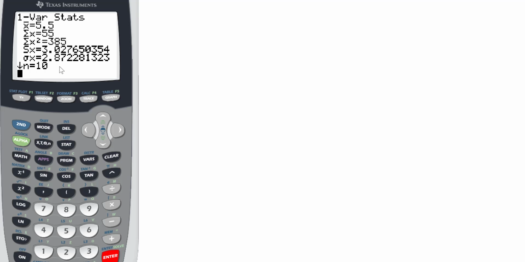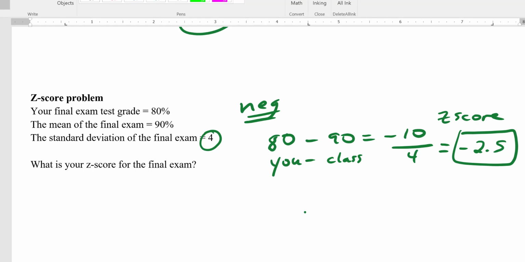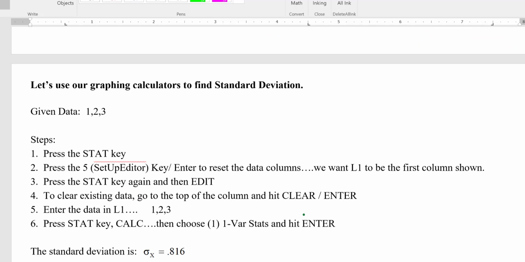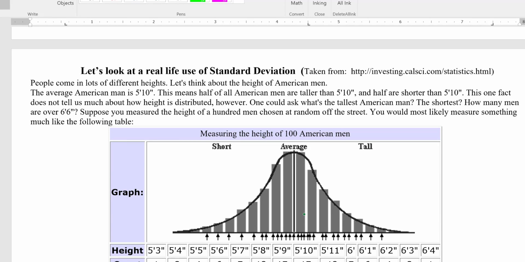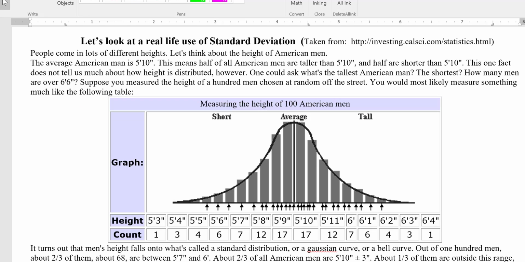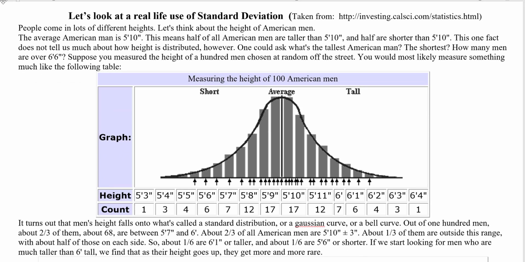It's kind of mellow. All right, let's go back to our Word document here, or our document. Like I said, we just covered this stuff right here. So the last thing here is just kind of looking at a real life use of a standard deviation. So let me bring this down here just so we have everything in line. I got this from a website here. I have the website posted up above here. It says people come in a lot of different heights. I just like height because it really shows the bell curve.